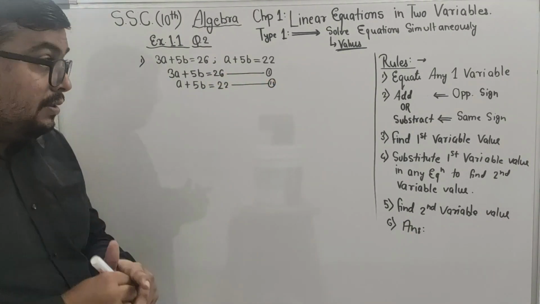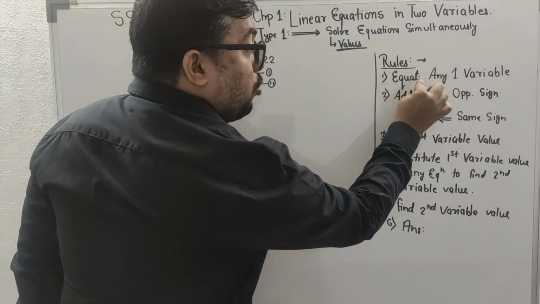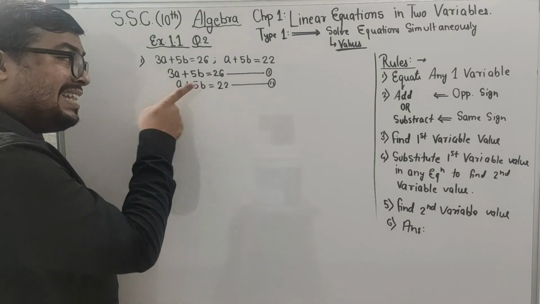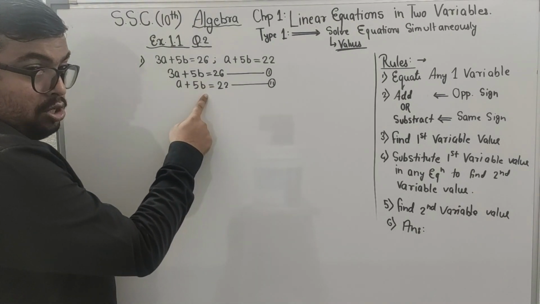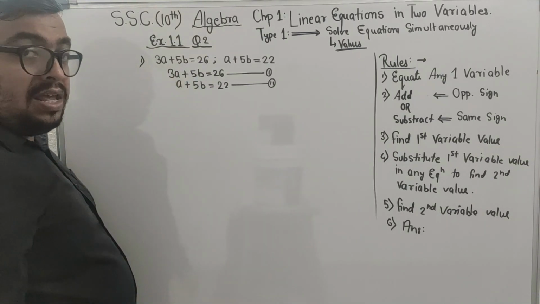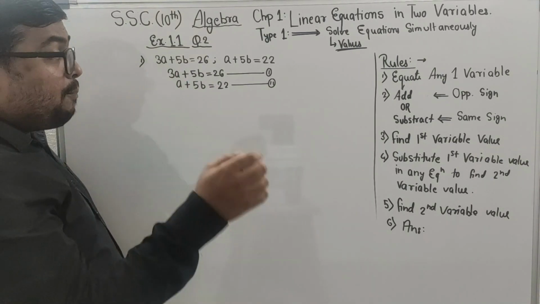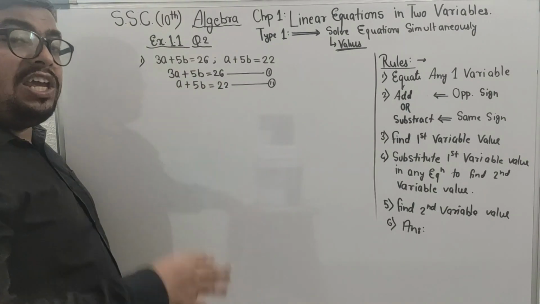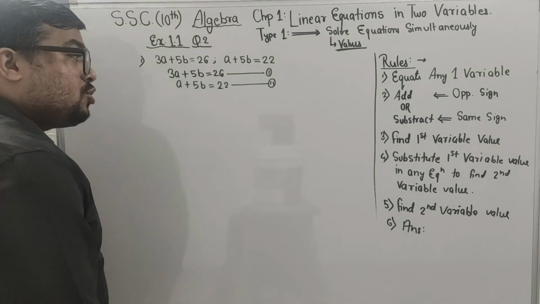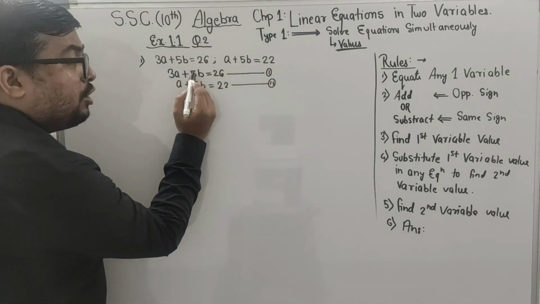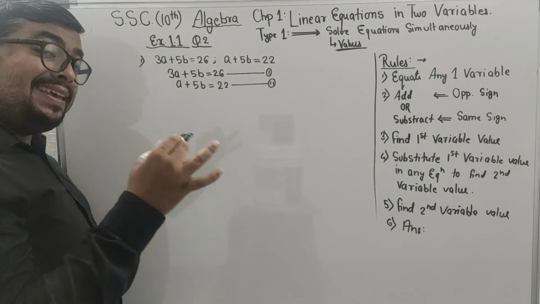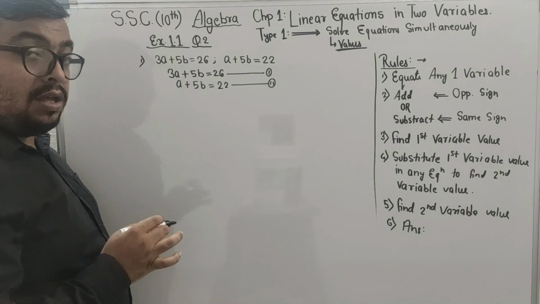Now students, you have to equate any one variable. That means either a or b. You have to equate any one, you have to make only one of a or b equal, not both. Luckily students, here it is 5b and 5b. That means it is already made the same, already equated for you.